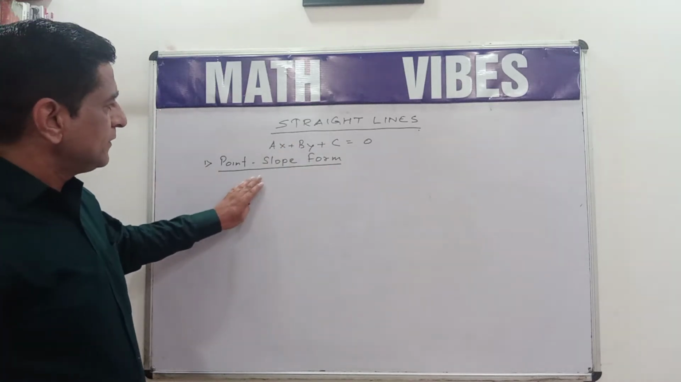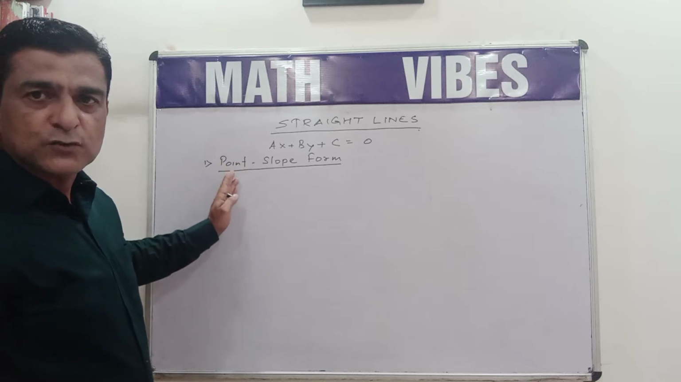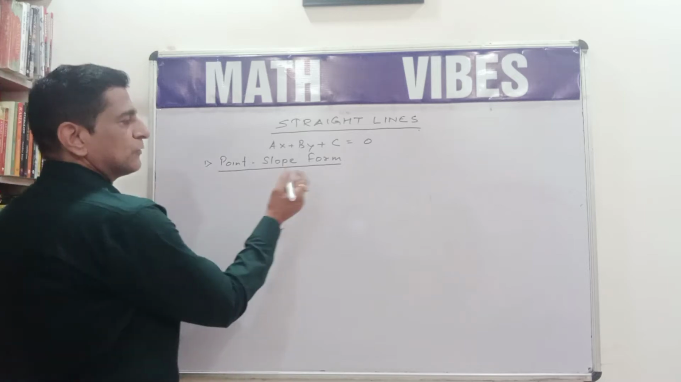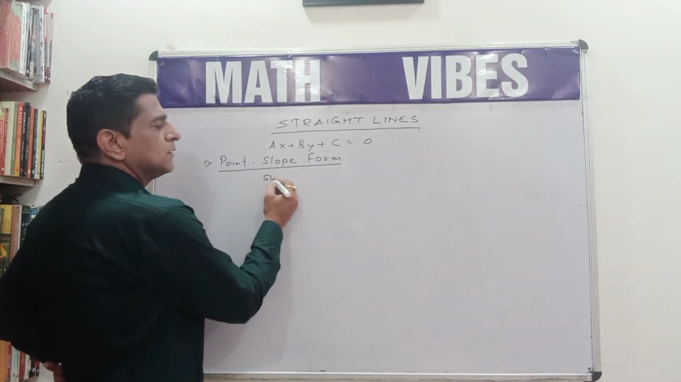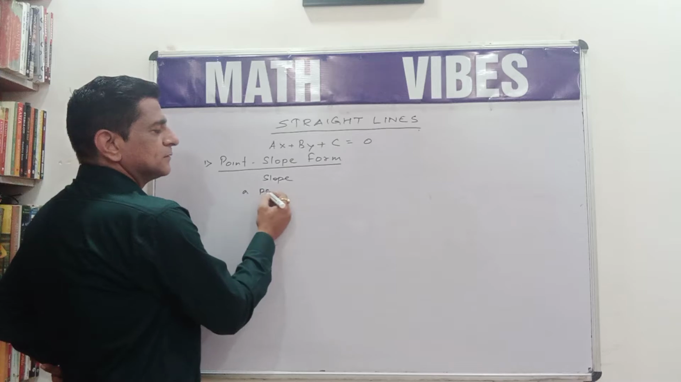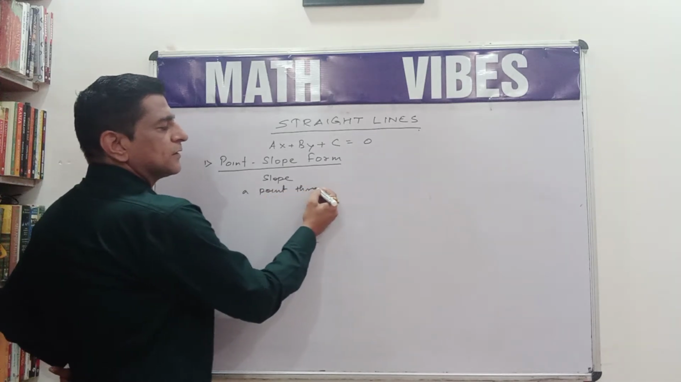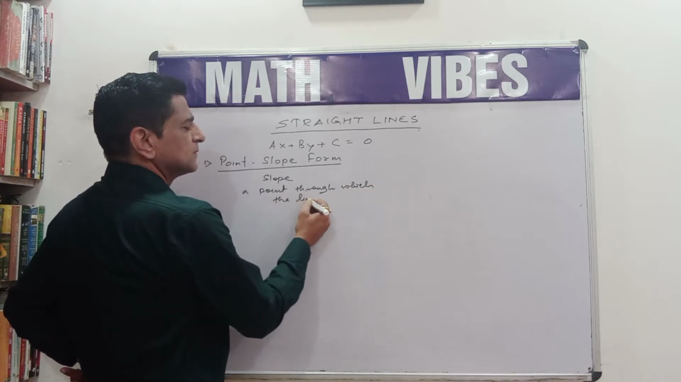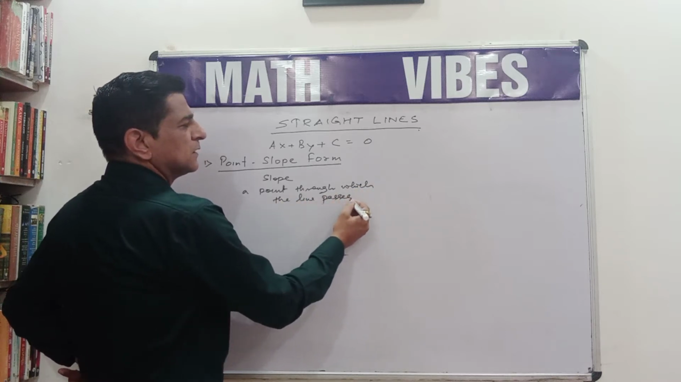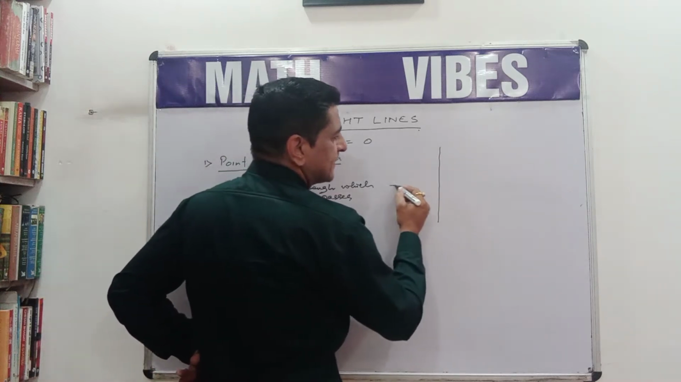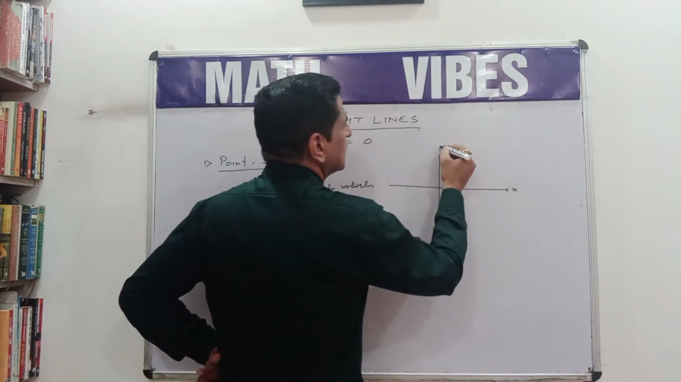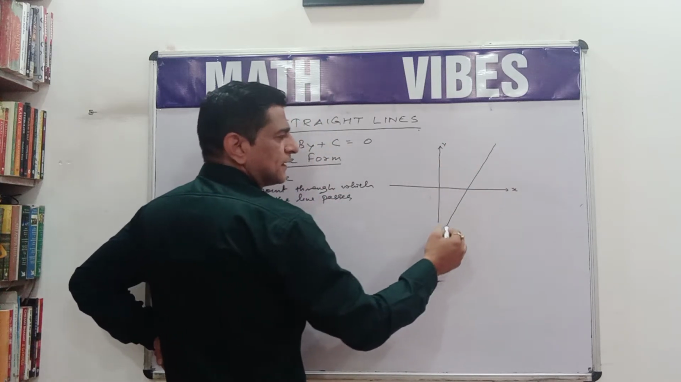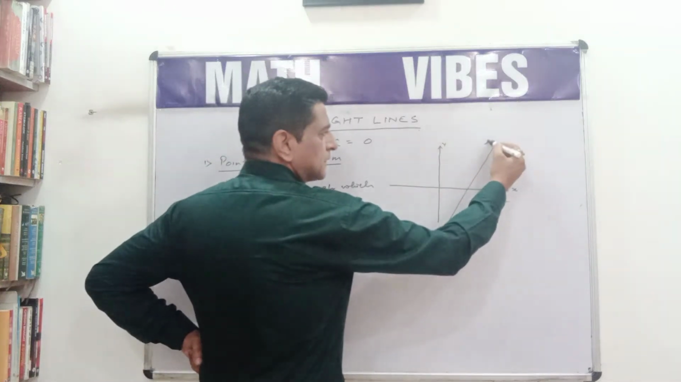This form of equation will be used when the slope of the line and a point through which the line passes are given. So the inputs are the slope and a point through which the line passes. So this is a Cartesian plane. Suppose this is a line having slope m. I name it as L.